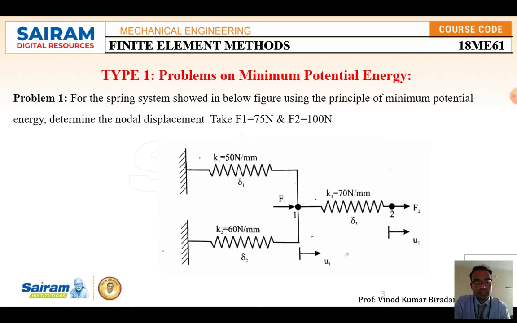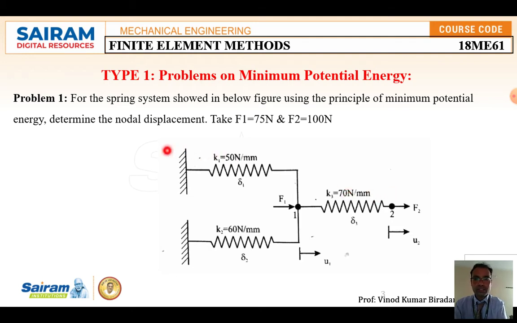Here they have given a question like this. I will read it now. Problem number 1, based on minimum potential energy. For the spring system shown in the figure, using the principle of minimum potential energy, determine the nodal displacements. Take the force F1 equal to 75 Newton and F2 equal to 100 Newton. So two forces are given: F1 here and F2 here.